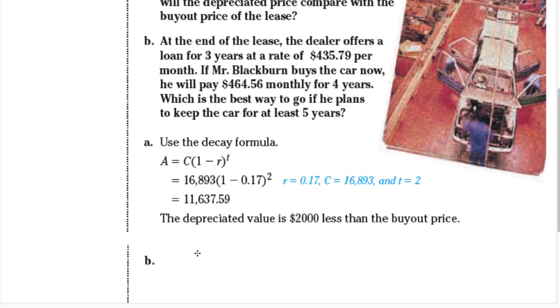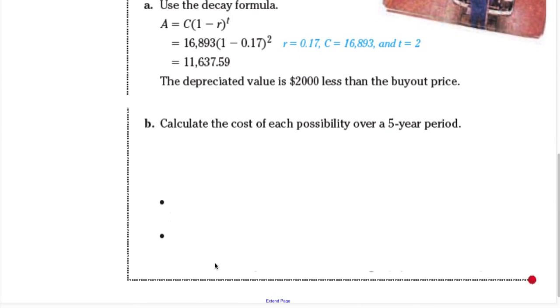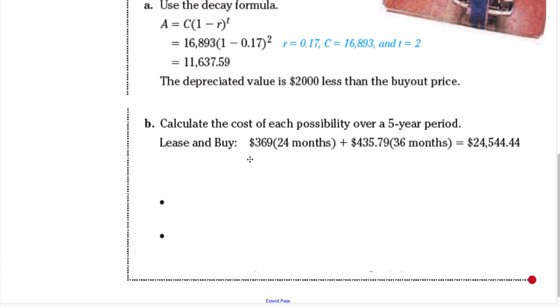So letter B, at the end of the lease, the dealer offers a loan for 3 years at $435.79 per month. If Mr. Blackburn buys a car now, he will pay $464.56 monthly for 4 years, which is the best way to go if he wants to keep it for at least 5 years. So we need to calculate the cost of each possibility over a 5-year period, and we look at lease and buy. So lease and buy means $369 a month for 24 months, a 2-year lease, and then you have $435.75, which is being offered to Mr. Blackburn for 36 months to buy the car.